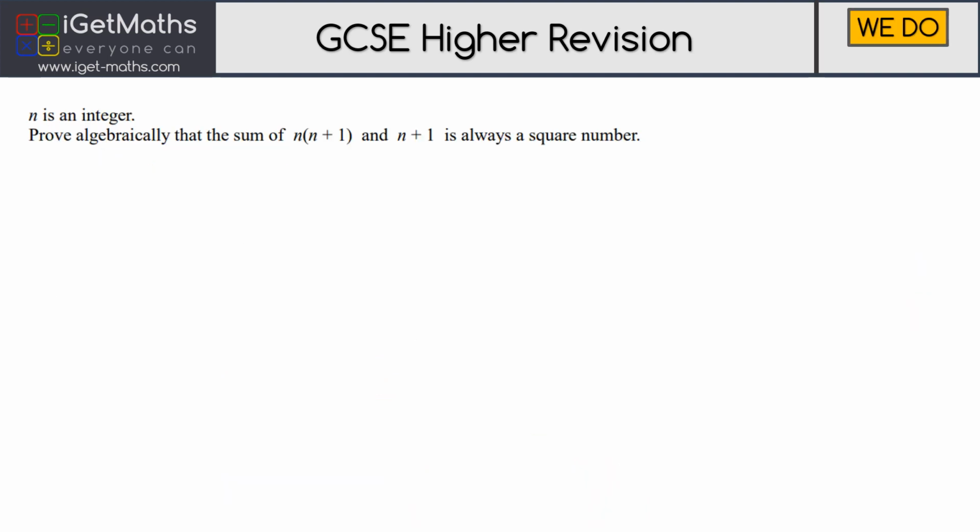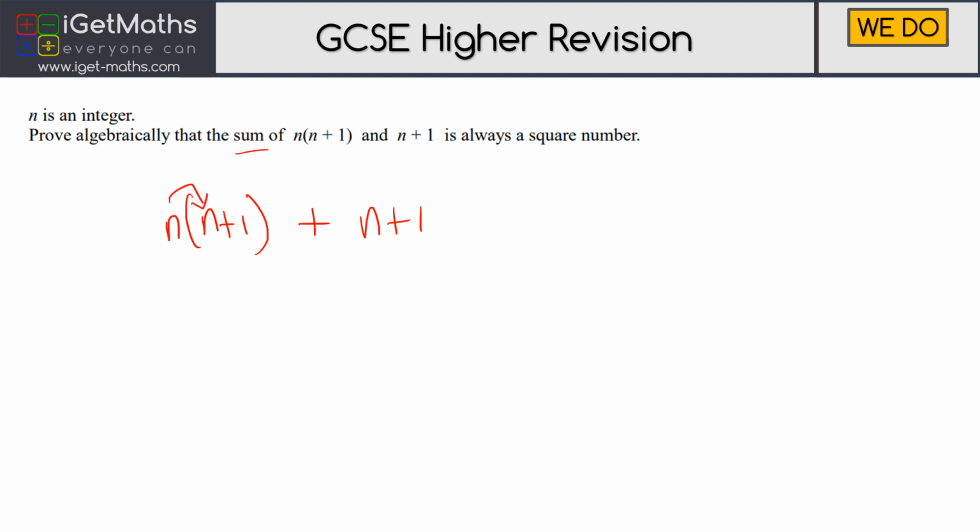Okay, n is an integer, which just means a whole number. Prove algebraically that the sum of n bracket n plus 1 and n plus 1 is always a square number. So remember, the sum just means to add. So I'll put an add in there, and we've got n bracket n plus 1, and then we've got plussing n plus 1, and we're going to expand the bracket.